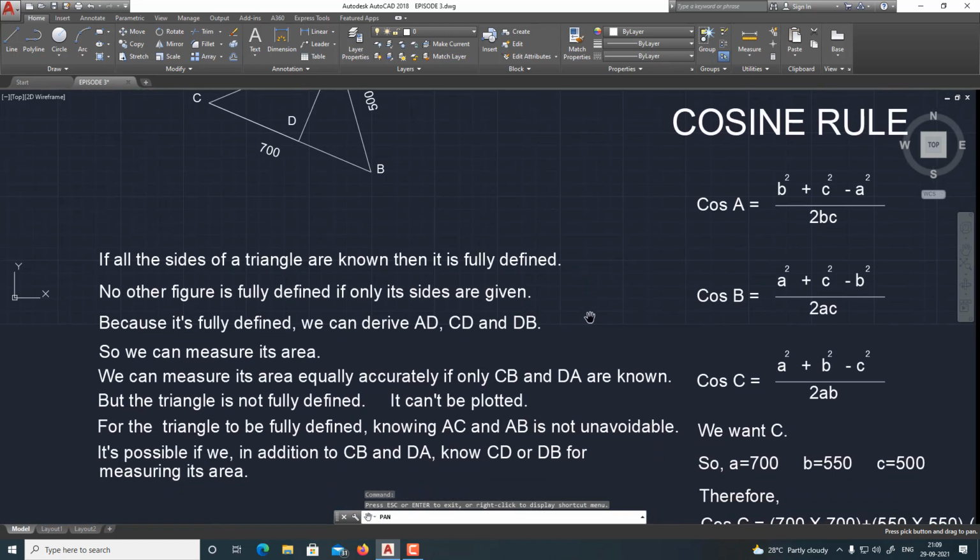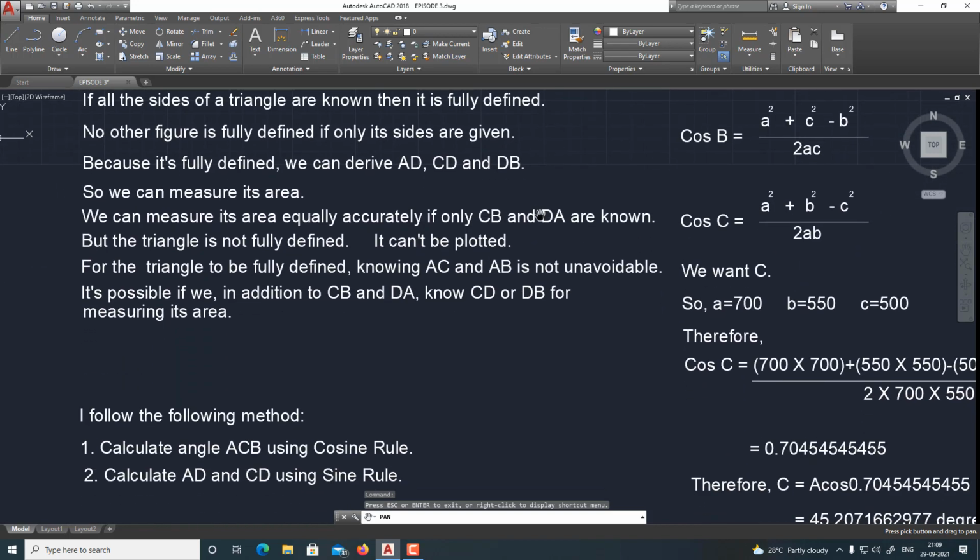We can measure its area equally accurately if only CB and DA are known. But the triangle is not fully defined. It can't be plotted. For the triangle to be fully defined, knowing AC and AB is not unavoidable. It's possible if, in addition to CB and DA, we know CD or DB for measuring its area.